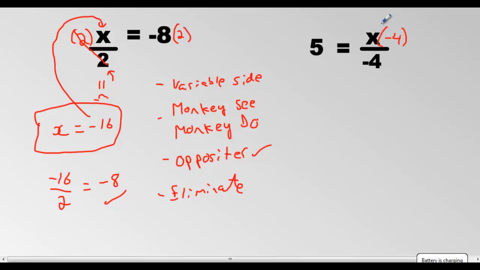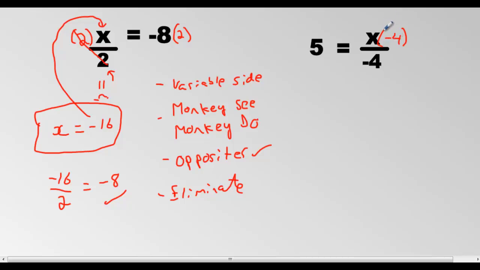Remember, we don't write multiplication symbols because we already use x's and we don't want to confuse ourselves. So we use brackets. And you have to put negative 4 because if you put positive 4, the 4's will cancel, but the negatives won't. So write the negative 4 like that.